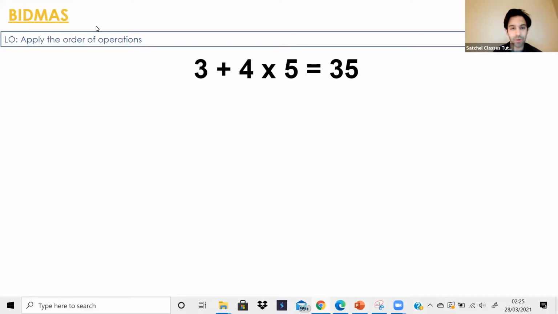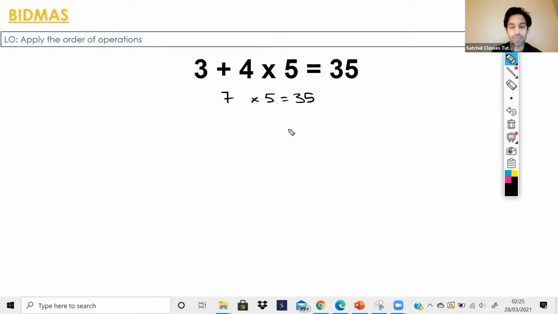So we have a problem here. 3 plus 4 times 5 equals 35. Now, is this true or false? We can look at it in two ways. If we were to simply go from left to right, this would be true because 3 plus 4 is 7 and 7 times 5 is 35. However, mathematically, this is actually incorrect because we are not following the order of operations.